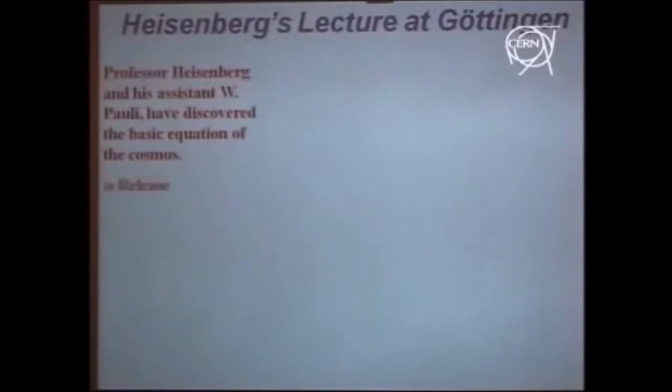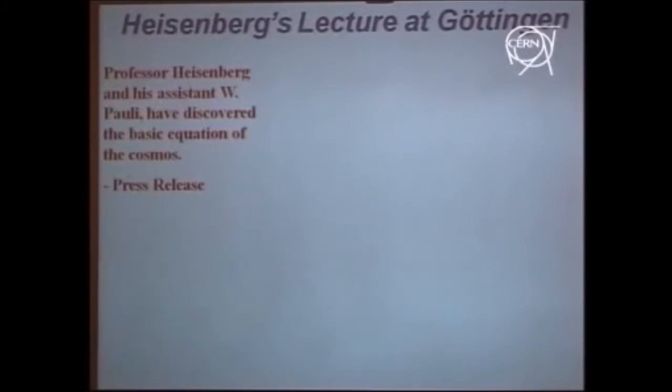Now, later that month, Heisenberg lectured on his joint work with Pauli at his institute at Göttingen. Of course, it was a packed audience. The press was there, and there was a press release that read, most offensively to Pauli, "Professor Heisenberg and his assistant, W. Pauli, have discovered the basic equation of the cosmos." And this story was picked up around the world.